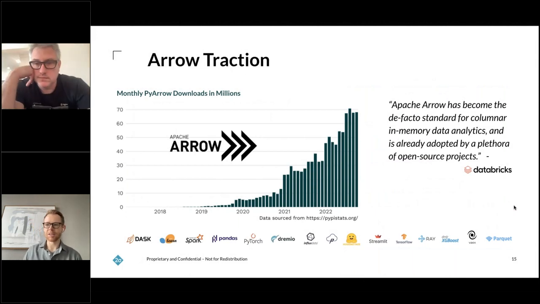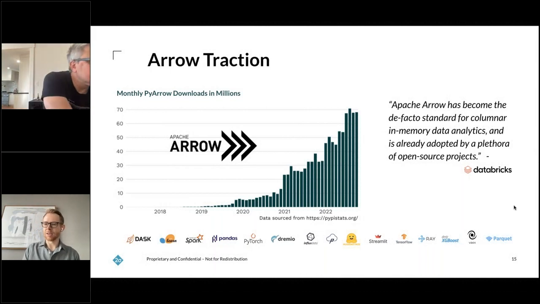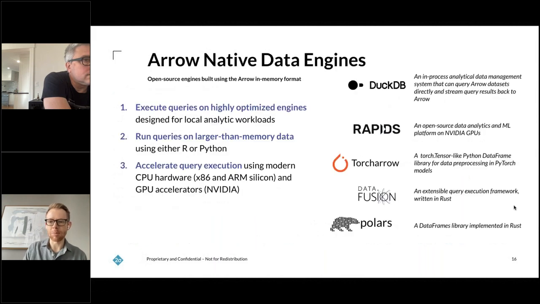The project has seen this major traction over the recent years. We recently, in the last year, saw hockey stick level growth in the adoption of the project as a dependency in downstream open source projects and systems. And we believe that this trend will continue as Arrow continues to become the de facto standard and an essential part of building modern data processing systems.